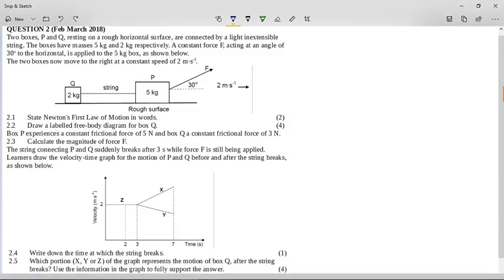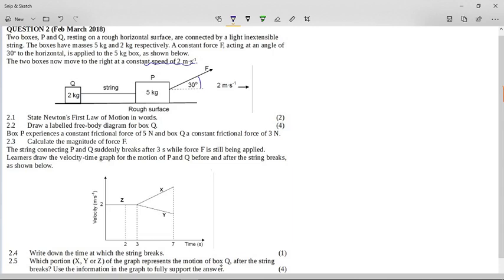Okay, let's look at this Newton's Law question from the supplementary paper, February-March 2018. So it says two boxes, P, here's P, and Q, resting on a rough horizontal surface, are connected by a light inextensible string. The boxes have a mass of 5 kilograms and 2 kilograms respectively. A constant force F acting at an angle of 30 degrees to the horizontal is applied to the 5 kilogram box as shown below. The boxes now move to the right, okay, at a constant speed of 2 meters per second.